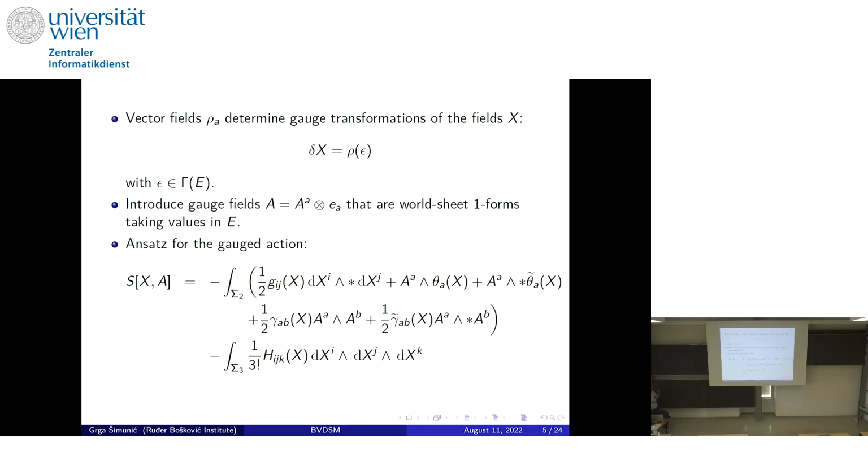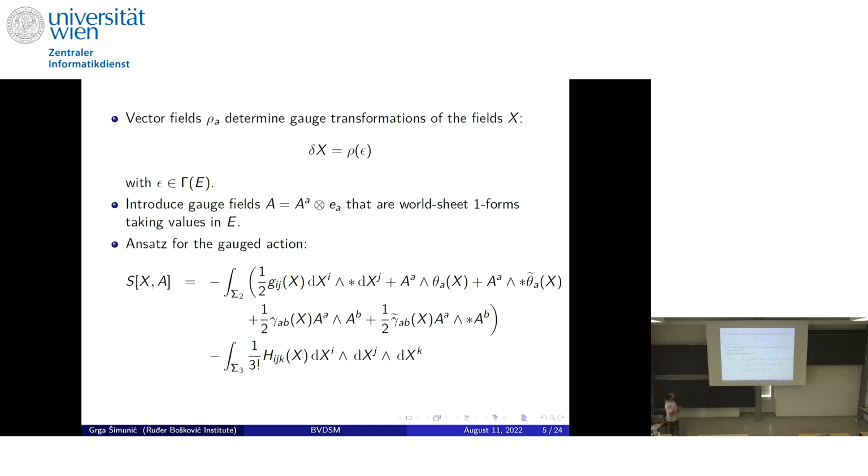So the gauge transformations for the fields X that we have in the original action need to take this kind of form. So they are the transformation along this orbit. And epsilon here is an arbitrary section of the Lie algebroid. So the next step is then to introduce the gauge fields. So these are one forms on the world sheet, and they take values in our Lie algebroid.